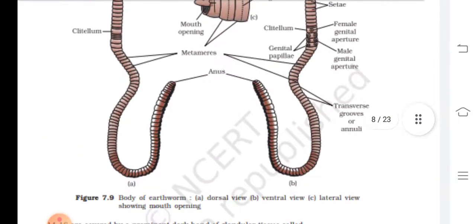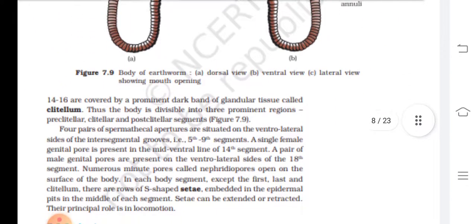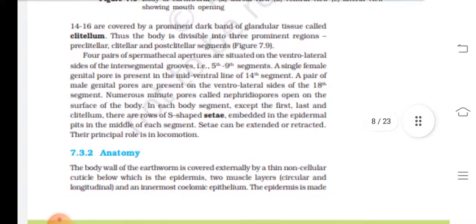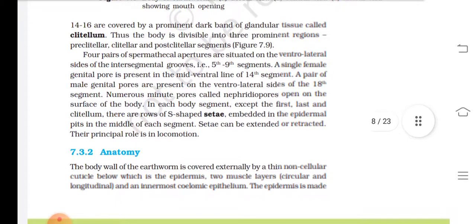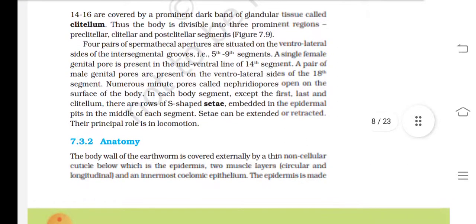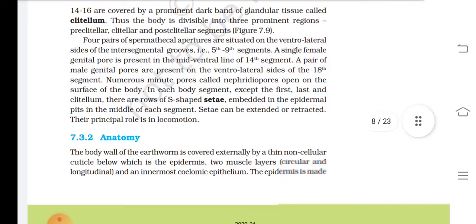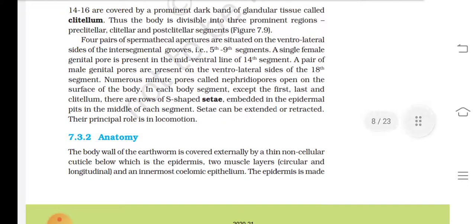Segments 14 to 16 are covered by a prominent dark band of glandular tissue called the clitellum. Thus, the body is divisible into three prominent regions: preclitellar, clitellar and post-clitellar segments, as given in figure 7.9.